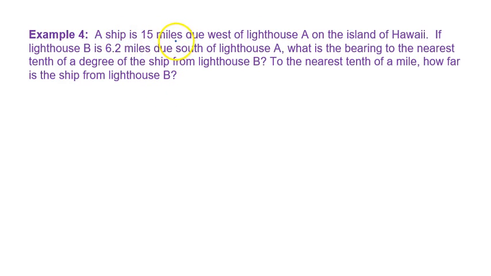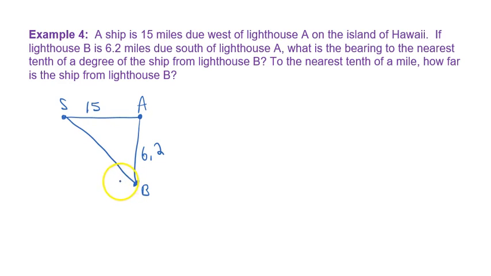So a ship is 15 miles due west of Lighthouse A on the island of Hawaii. So we'll say our ship is here, that will be west of the Lighthouse A. Lighthouse B is 6.2 miles south of Lighthouse A. So B would be down here, 6.2. And again, I forgot to put the 15 for that ship and the lighthouse distance that they gave us. What is the bearing to the nearest tenth of a degree of the ship from Lighthouse B?